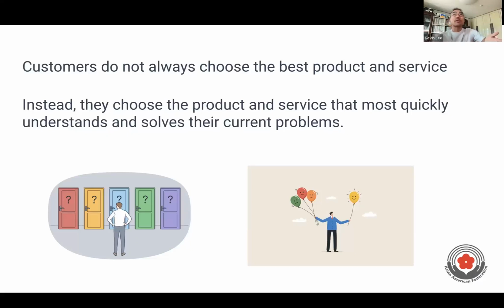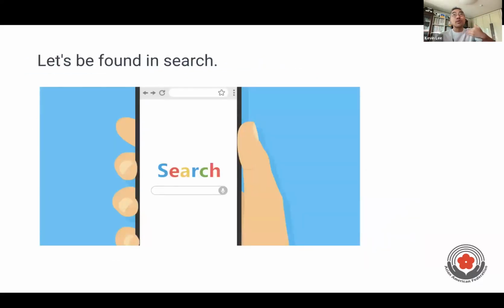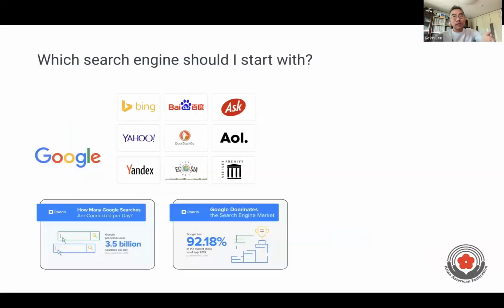You probably won't click into an article unless the headline is interesting, or you won't click into a YouTube video unless the thumbnail and the title of the video is something you're interested in. And that really is about the same when it comes to people choosing a product or service, or actually choosing a business. Okay, so we have to be found in search.